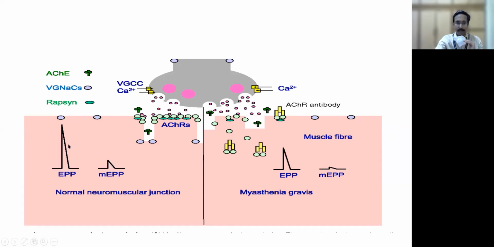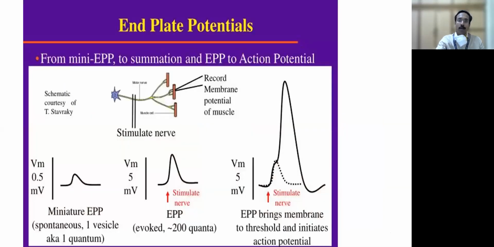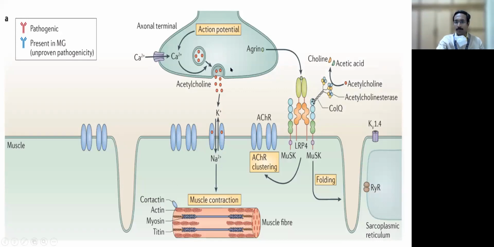Only as it reaches that threshold will the end plate potential cause a muscle fiber action potential in the postsynaptic junction, that is, the muscle fiber. Then multiple such regions contract, and that produces a muscle movement or a compound muscle action potential. So this summation is how one vesicle forms a miniature end plate potential, multiple vesicles become an end plate potential, and as they summate, that produces a muscle fiber action potential and a compound motor unit action potential. So this is how the receptors are placed in the synapse.